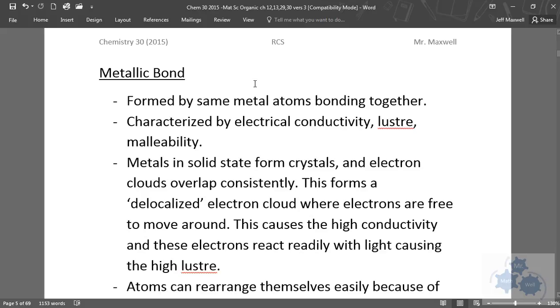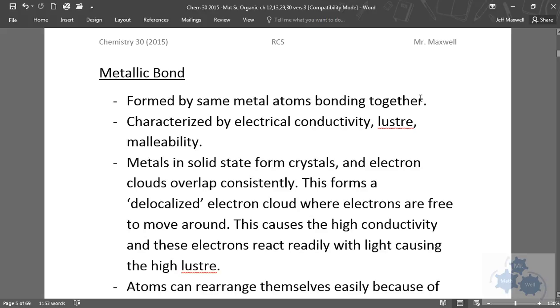This is not the same as a covalent bond, although it's similar. Remember, covalent bonds are equal sharing of electrons. You'll find today that the metallic bond is something very special, and it's what gives metals their properties. Metallic bonds are formed when the same metal atoms are bonded together.